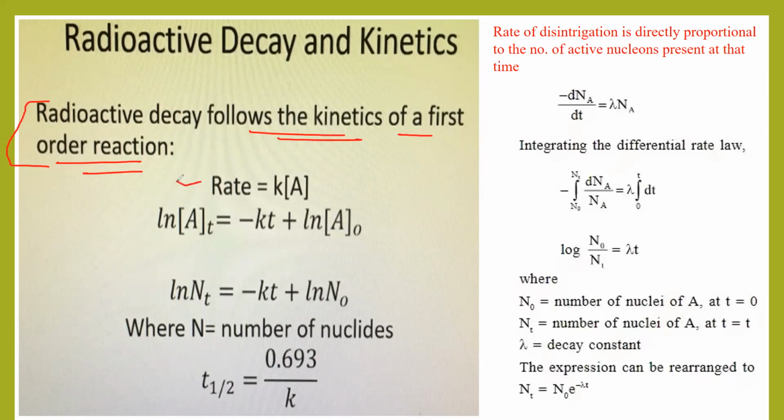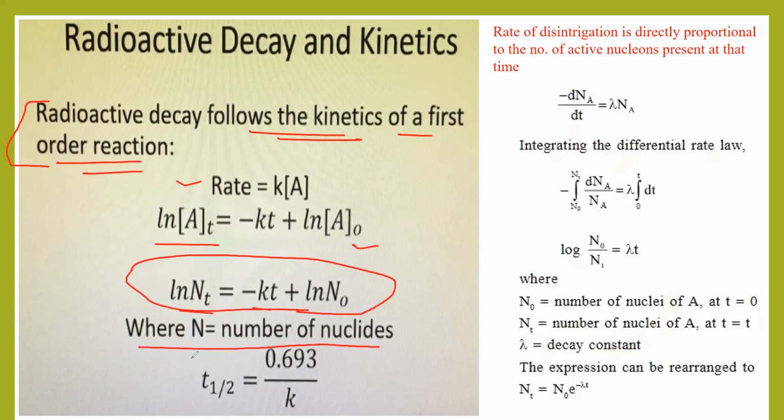So rate is equal to K into concentration of A, and we can write ln At is equal to minus Kt plus ln N0. So it follows first order reaction where N is the number of nuclides, and what would be the half-life? We know that in first order reaction the half-life is 0.693/K, and what is the K? K is the rate constant.